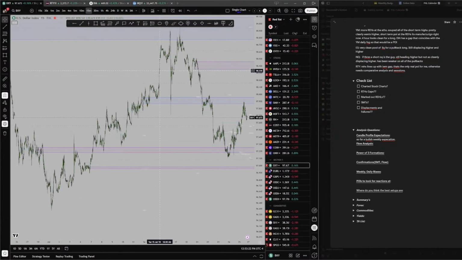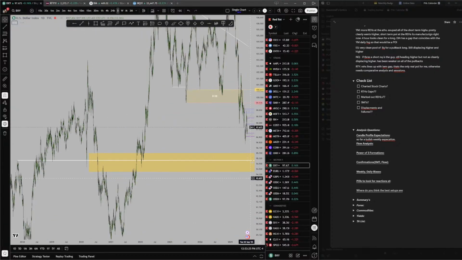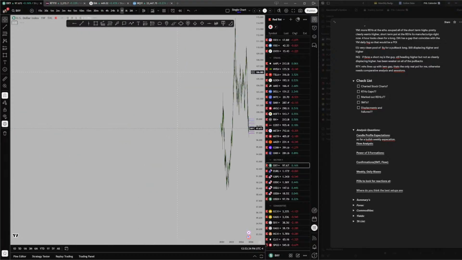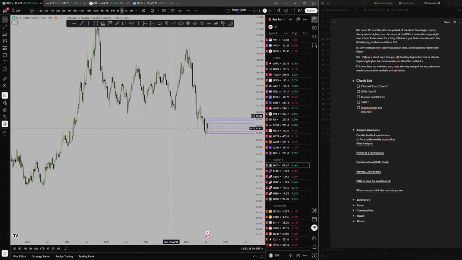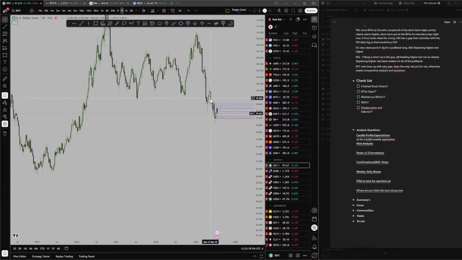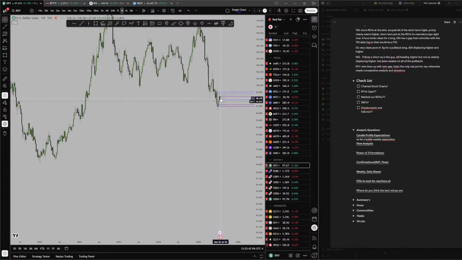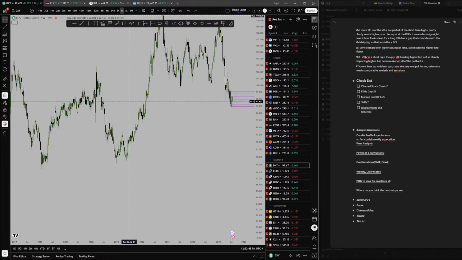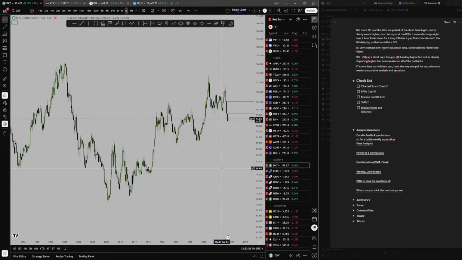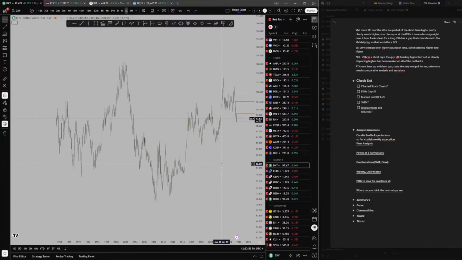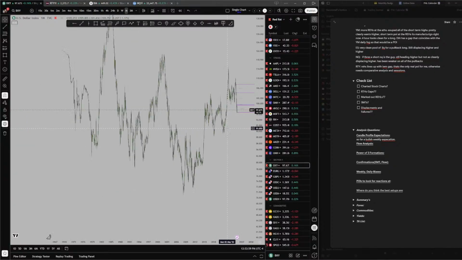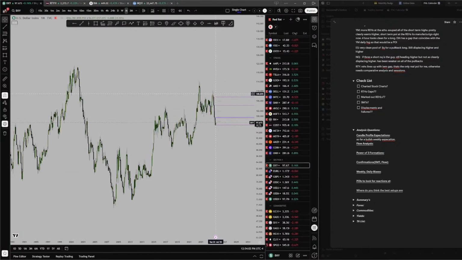DXY. I haven't looked at DXY in a long time. DXY has continued to break down. It's swept out all these lows, rebalanced, continued lower, stalled here. Maybe we can figure out where it's going. Maybe it's going for these liquidity lows. That would make sense. Who knows?